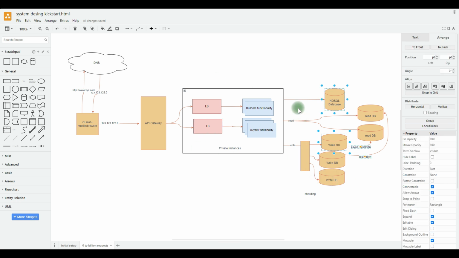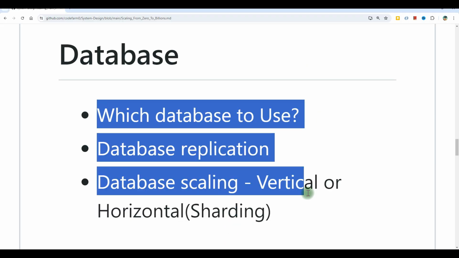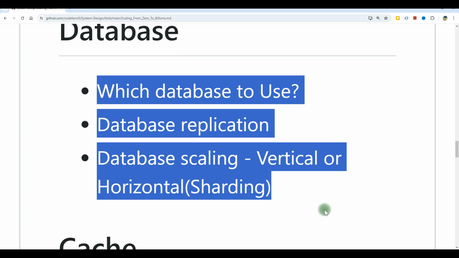That's all about this video. I wanted to cover databases, and I hope you got a complete understanding of this. This will really help strengthen our concepts about system design.